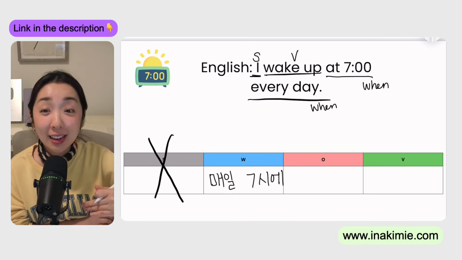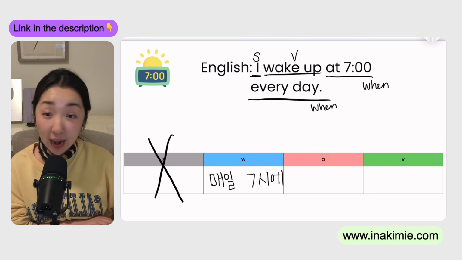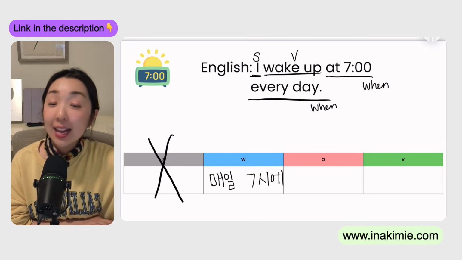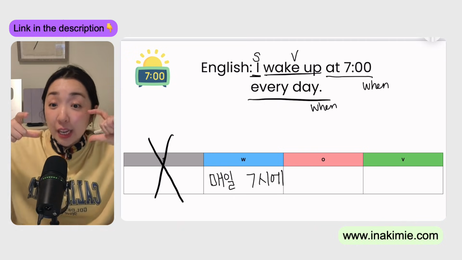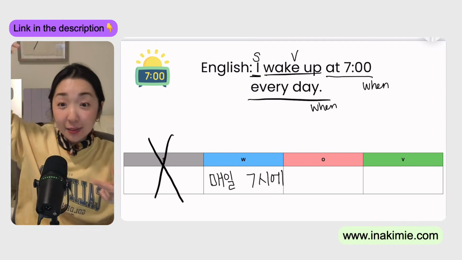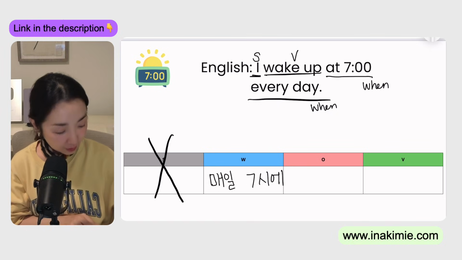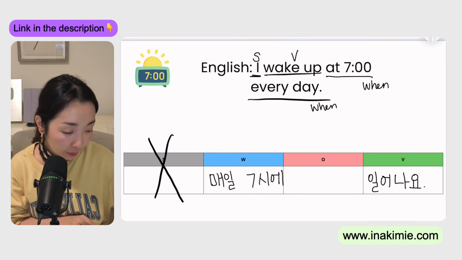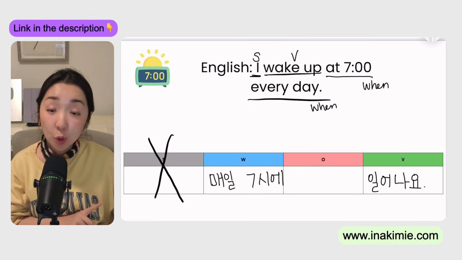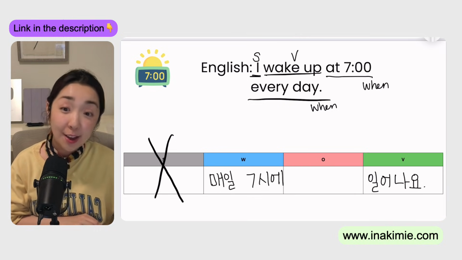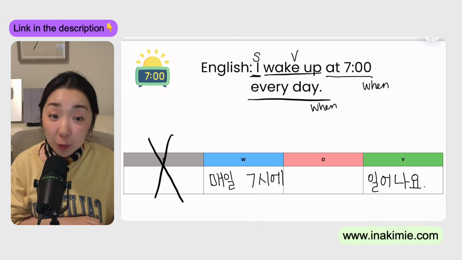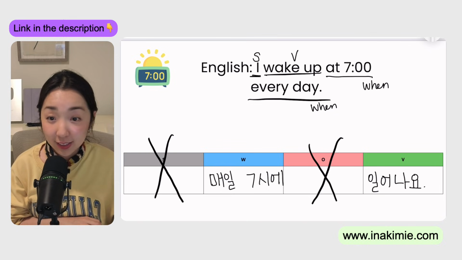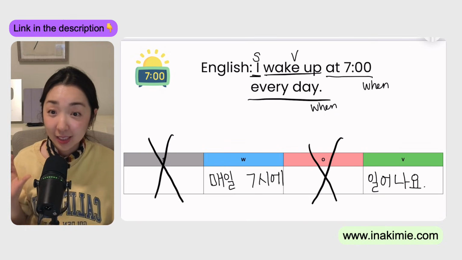So here we have 매일 7시에. What happens? You wake up. To wake up is 일어나다. 일어나다, and I conjugate that to present tense and it becomes 일어나요. So I would say 일어나요. So 매일 7시에 일어나요. You don't need to fill out every part of the column, the box.